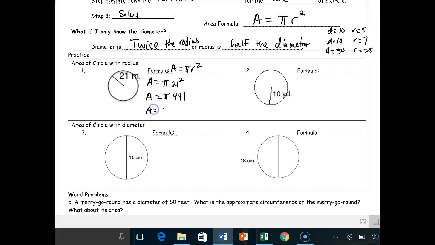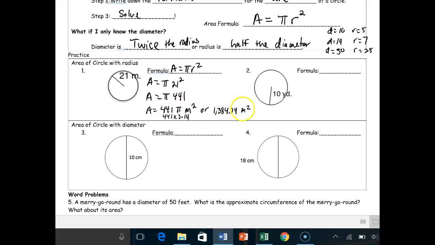So I could say my area is 441 pi meters squared, or to be more accurate, I could say 441 times 3.14. To be a little bit more accurate, I could say it's 1,384.74 meters squared. This is a little bit more accurate than this 441 pi. Actually, to be quite honest, it's not more accurate. This is actually as accurate as you can get.